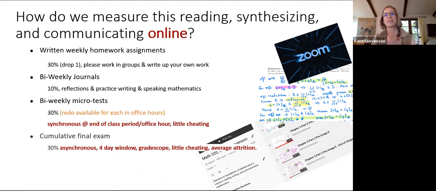I had to revise the final, and in fact, I revised it, I think, based on Francis's presentation some weeks ago, in which instead of asking them to do an induction proof, I asked them to correct an induction proof. So thank you, Francis, for that.